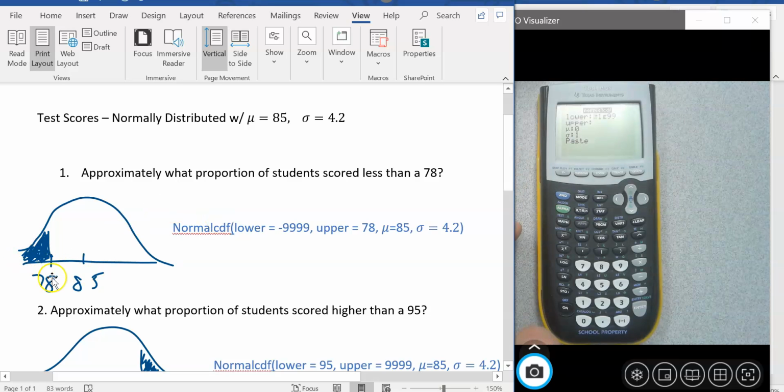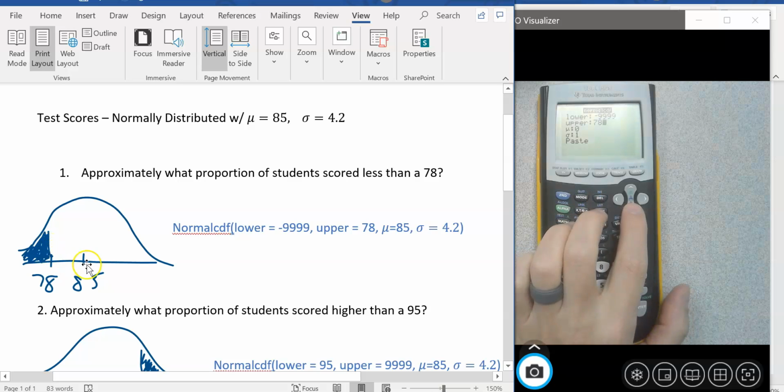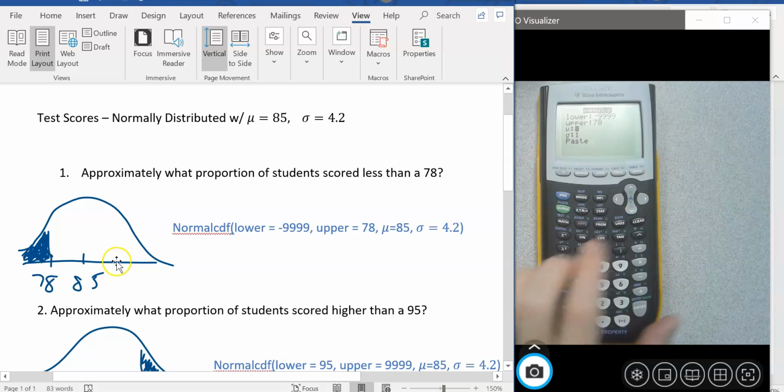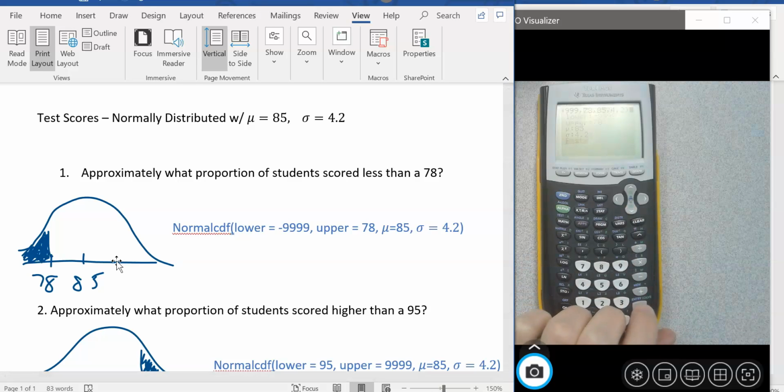The picture is what helps you come up with the lower and upper bounds. Lower is the lowest number shaded, which technically doesn't stop anywhere, the curve goes on forever. So what I always do is pick a really, really negative number, like negative 9,999. Then my upper bound would be the highest number that's shaded in, which is 78 for this particular question. Then your mean is 85, and your standard deviation is 4.2. We hit paste, and then hit enter again, and we get our answer of 0.0478, which actually is the correct answer.